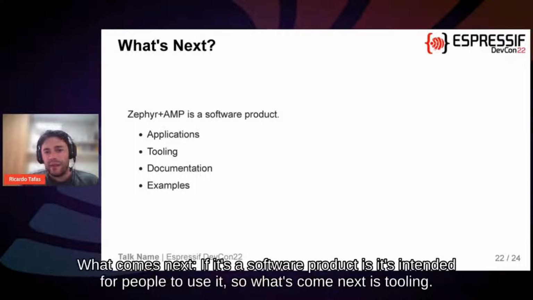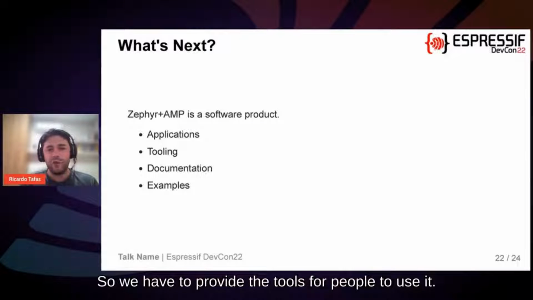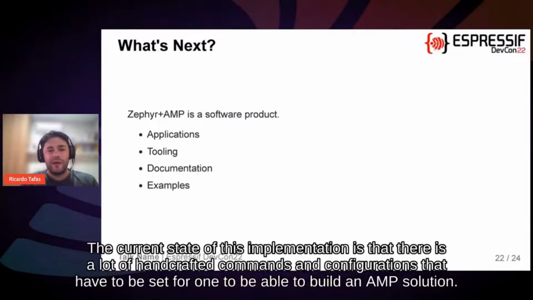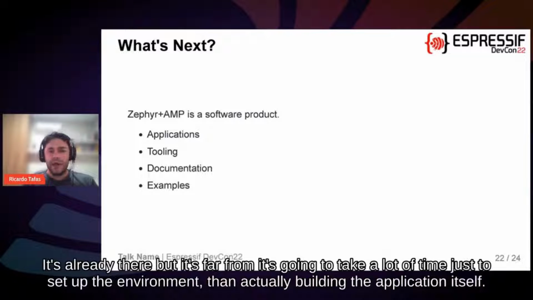What comes next? If it's a software product, it's intended for people to use it. So what comes next is tooling. We have to provide the tools for people to use it. The current state of this implementation is that there are a lot of handcrafted commands and configurations that have to be set to build an AMP solution. It's already there, but it's going to take a lot of time just to set up the environment, and then to actually build the application itself.